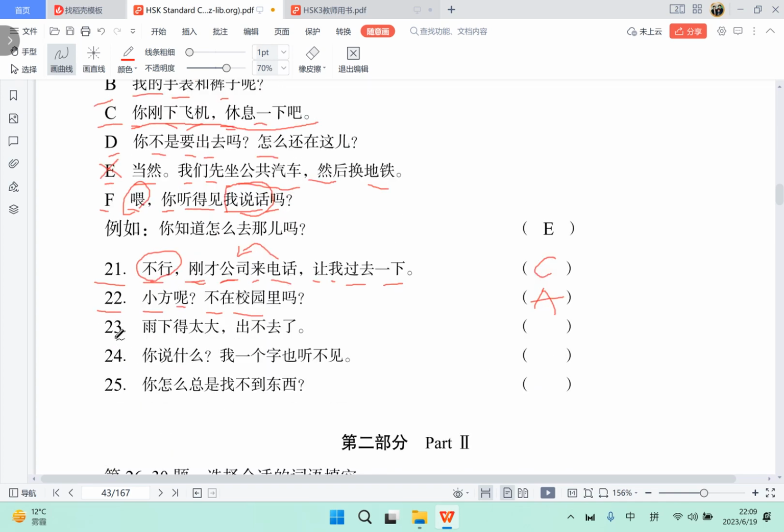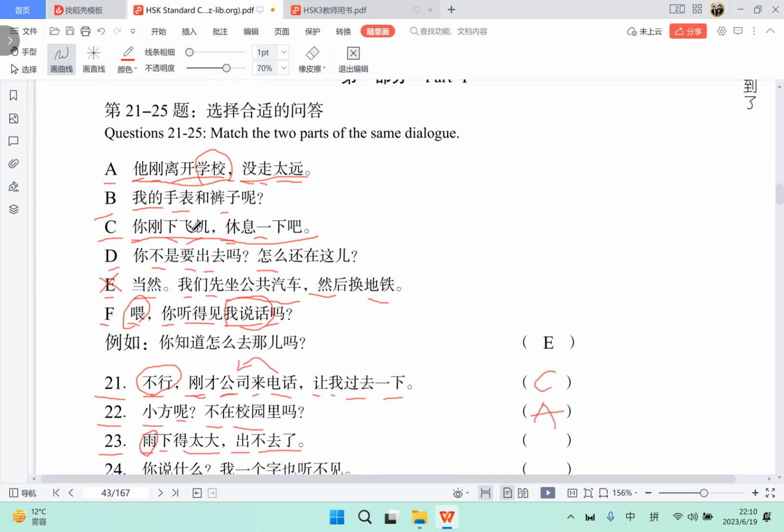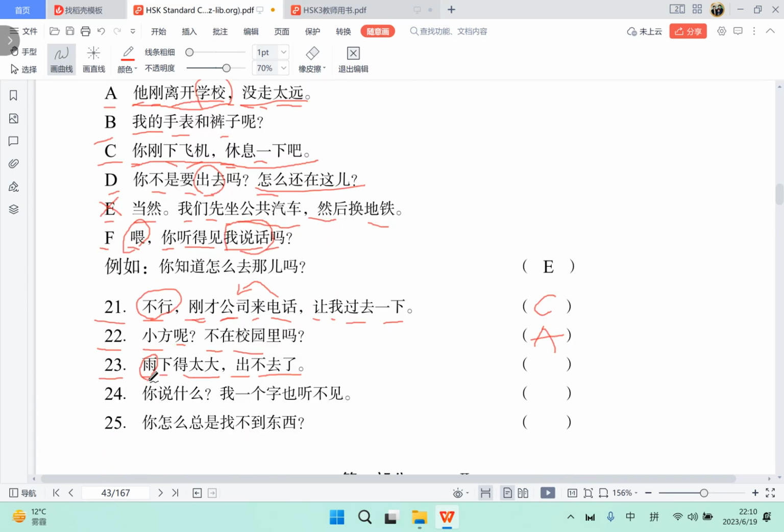Okay, and 23: 雨下得太大了, so the rain is too heavy, 出不去了, so can't go outside. So this one: 出去, why are you still here? Because it's raining cats and dogs, so I can't go outside. So 23 we choose D.